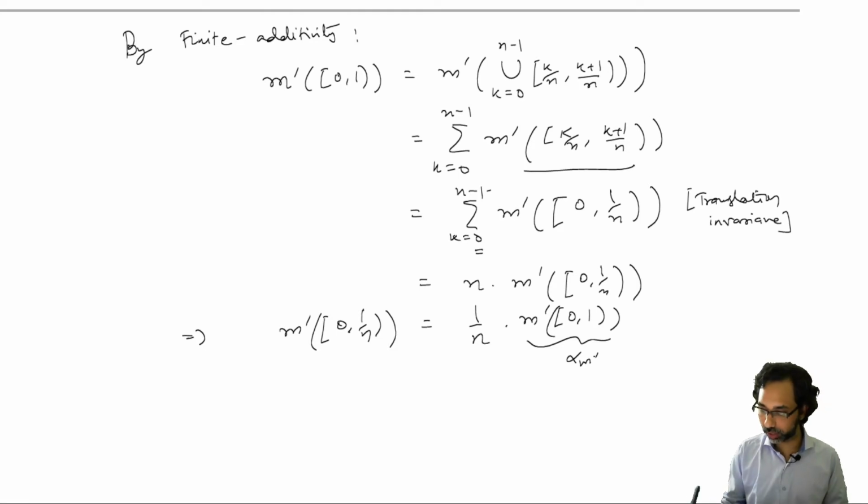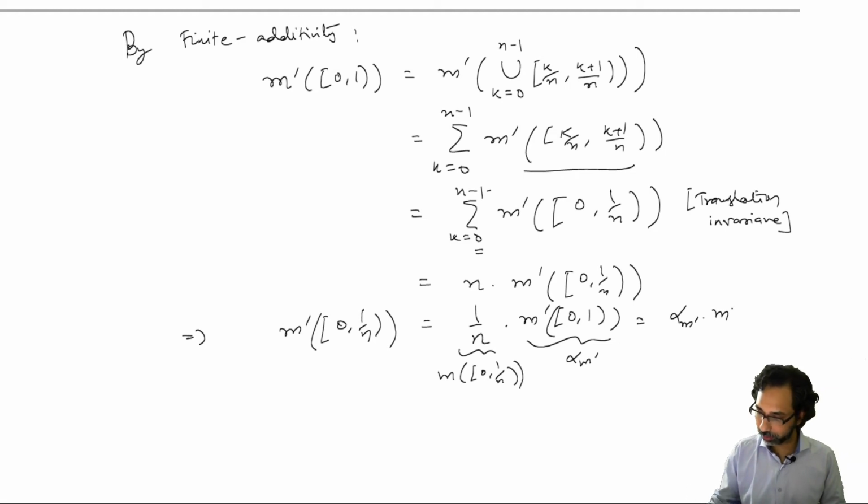Now this was our alpha m prime. For the case d equal to 1, this is our alpha m prime, and m of the set 0, 1 over n is 1 over n. So this is nothing but alpha m prime times m of 0, 1 over n. So for this set E, we get our required result, which is that m prime of E is equal to alpha m prime times m of E.